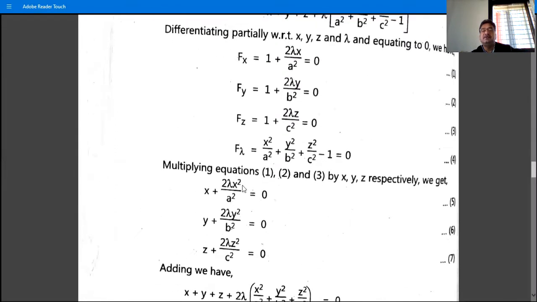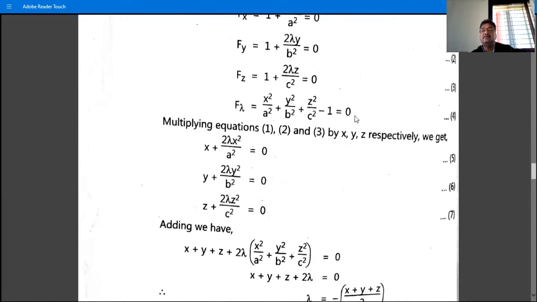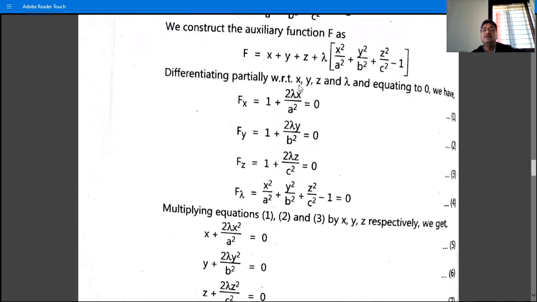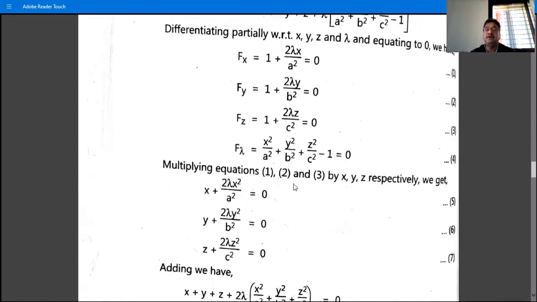Then differentiate with respect to x, y, z, lambda and equate with 0, and then apply one of the procedures, that is, we have the values of x, y, z from equations 1, 2, 3 in terms of lambda, and then substitute in equation number 4 and find the value of lambda, and then we have x, y, z. This is procedure number 1. For this problem, procedure number 1 and procedure number 2 are both applicable.